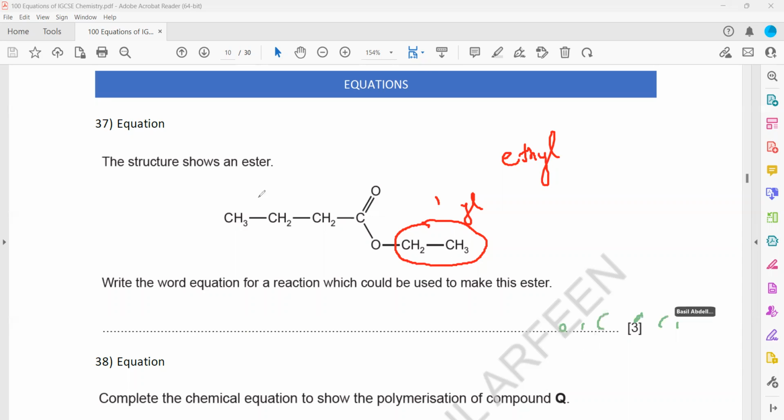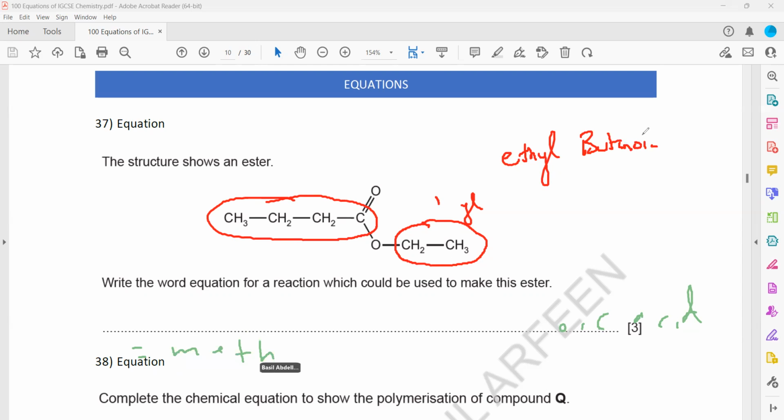And the other part is there. That is 1, 2, 3, 4. So 4 means it's a carboxylic acid, so it will be a butanoic acid. So it will be butanoate.